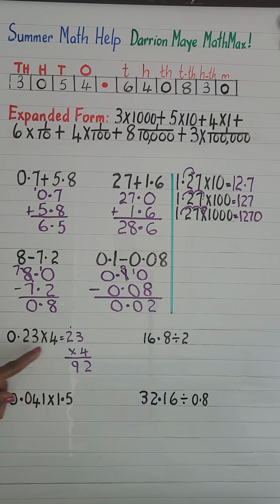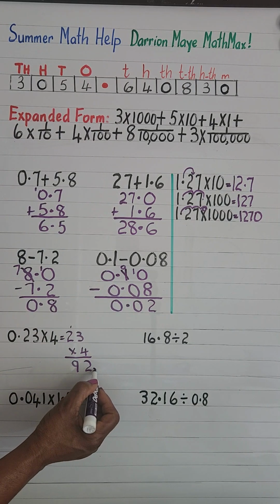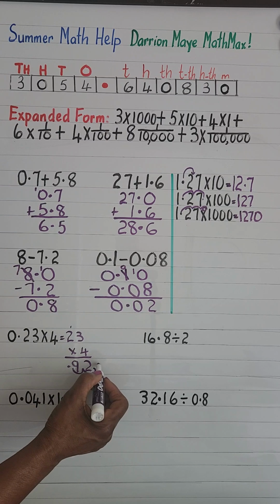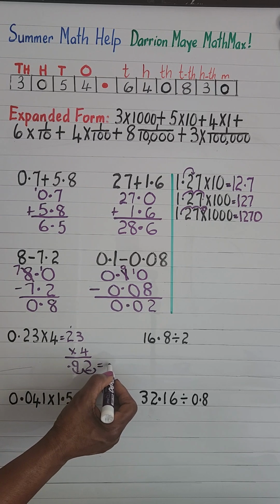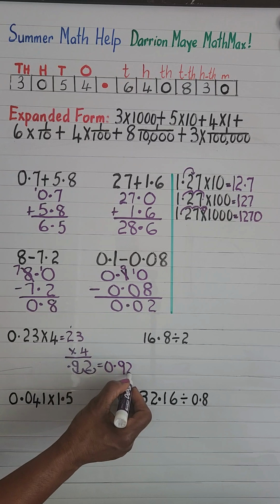Then we go back to the original and we see how many decimal places. So here we have 2 decimal places and here we have 0. So our answer will have 2 decimal places in all. Counting from the back, 1, 2. So our decimal point will be in front of the 9. So our answer is equal to 0.92.